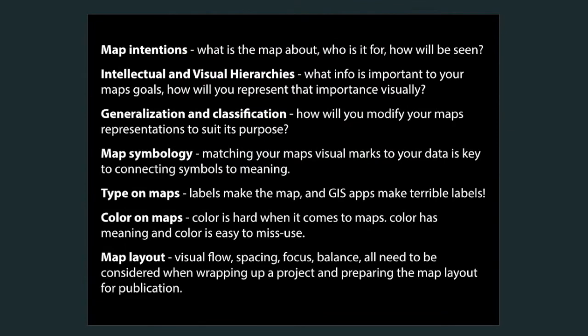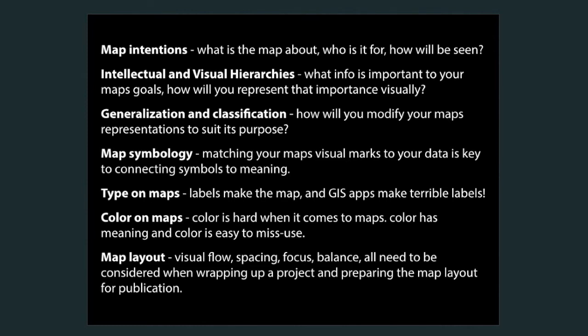So like I said at the beginning, there's a lot of ground to cover when it comes to the broad body of knowledge and concepts that is cartography. So we're just going to hit a few things here that affect how we make maps and how we can make better maps in GIS. And so this is kind of the short list of things that I think are the most important to pay attention to. The first is map intentions.